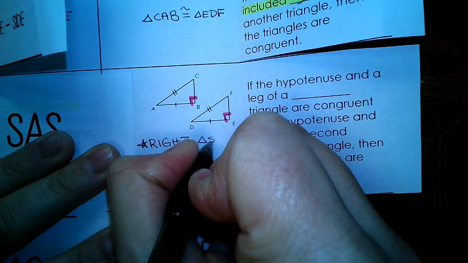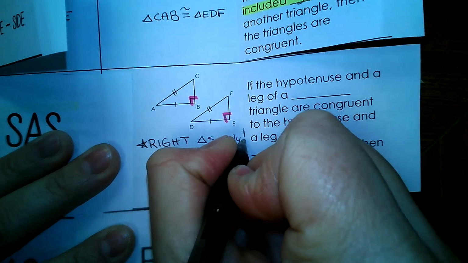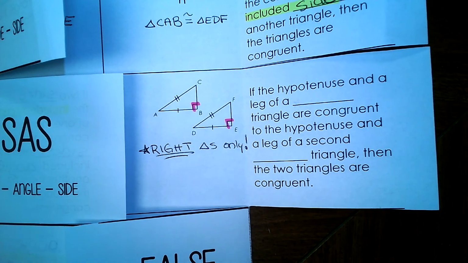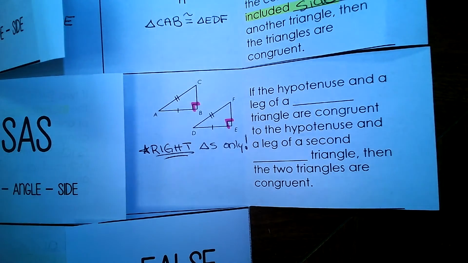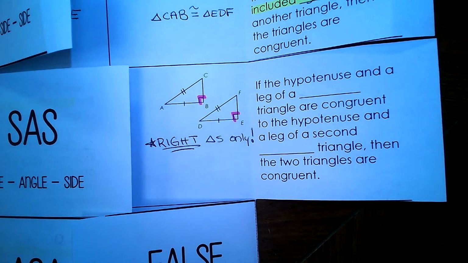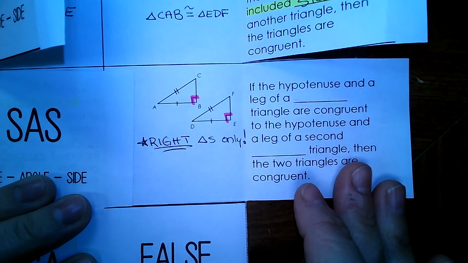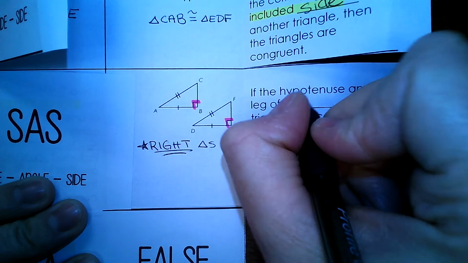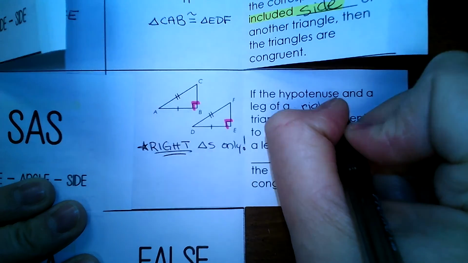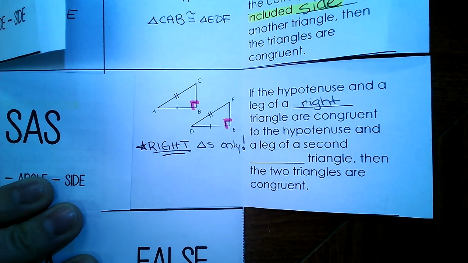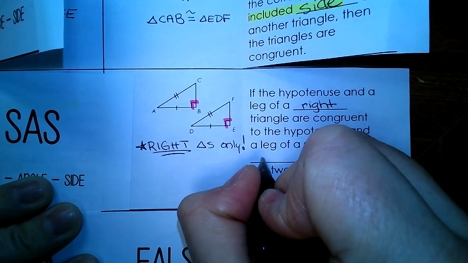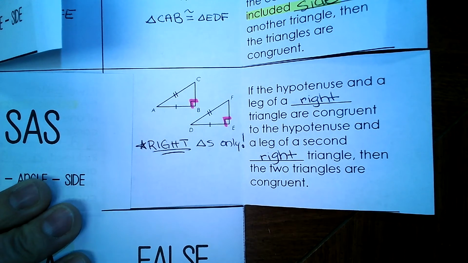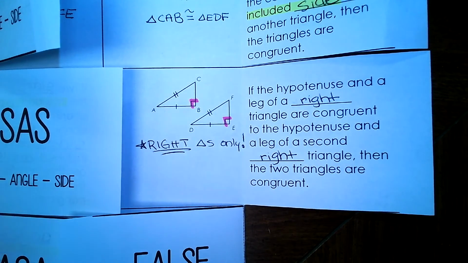Right? Triangles only. Only works on right triangles. That's where we get the vocabulary hypotenuse and leg. So, the hypotenuse leg theorem says that if a hypotenuse and a leg of a right triangle are congruent to the hypotenuse and a leg of a second right triangle, then that's enough to prove that the two triangles are congruent. We don't need any more information.